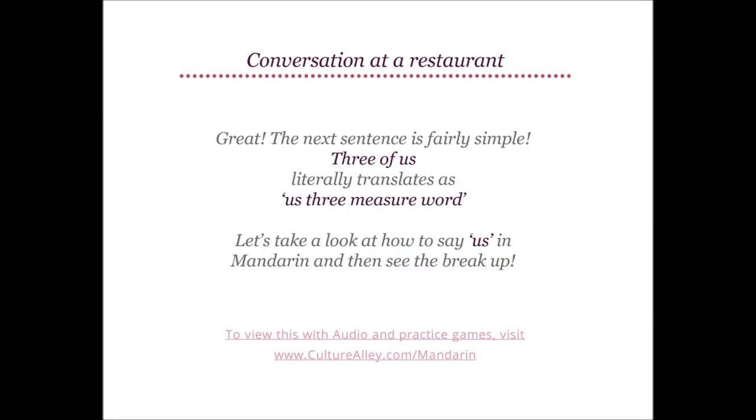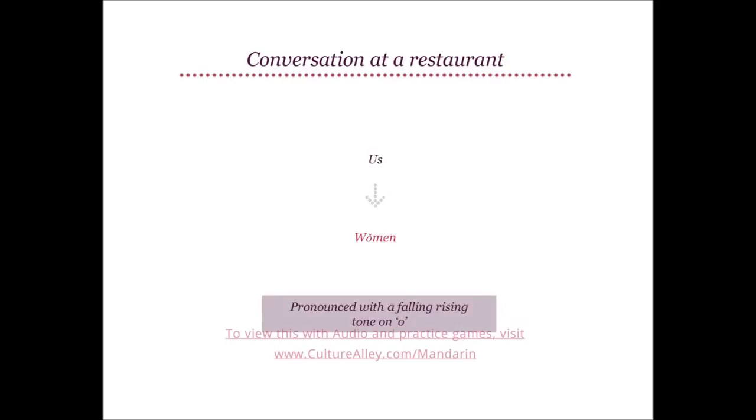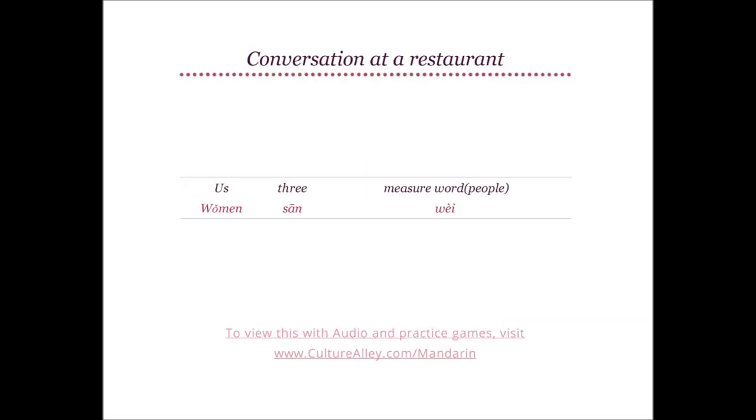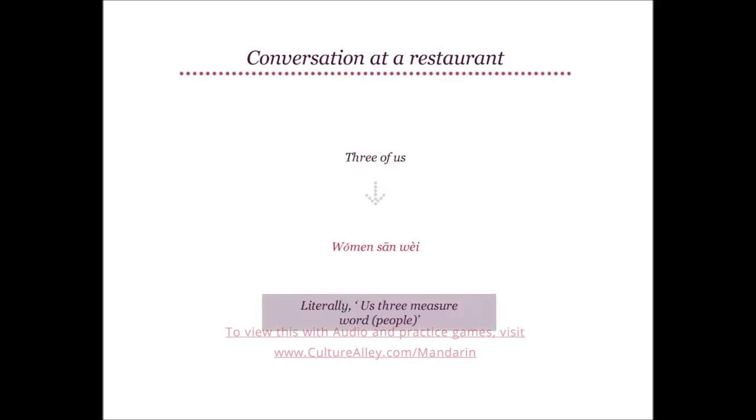Great! The next sentence is fairly simple. 3 of us literally translates as us 3 measure word. Let's take a look at how to say us in Mandarin and see the breakup. Us translates to 我们, pronounced with a falling rising tone on O. Let's take a look at the breakup of the sentence, three of us. Us becomes 我们, while three translates to 三, and the measure word for people will be 位. Thus, three of us translates to 我们三位, literally meaning us three measure word.